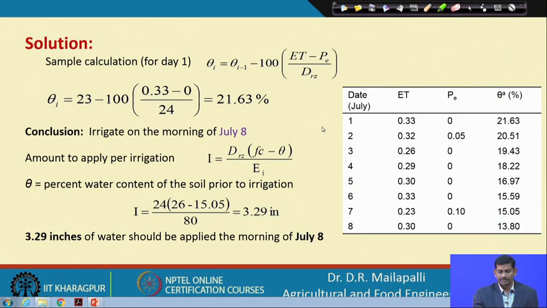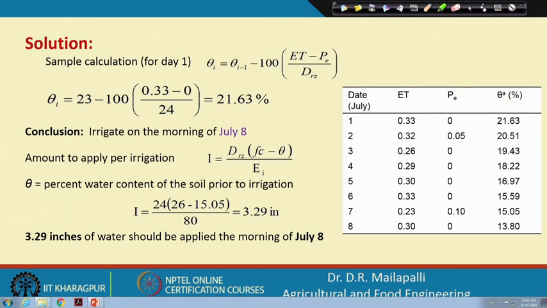So this example clearly shows when to give irrigation and how much to give.